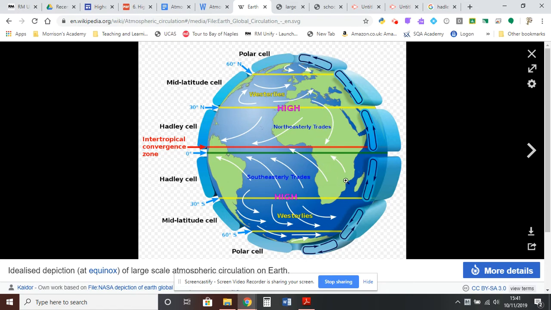So the ITCZ is where the trade winds meet, and those trade winds are coming from an area of high pressure at the tropics, moving back towards the equatorial region or the equator. And they're coming not just from the Tropic of Cancer up here, but they're also coming from the Tropic of Capricorn, and they're meeting along this convergence point here, and that is the ITCZ. So mark 1 comes from telling me the ITCZ marks an area of low pressure where the trade winds meet.